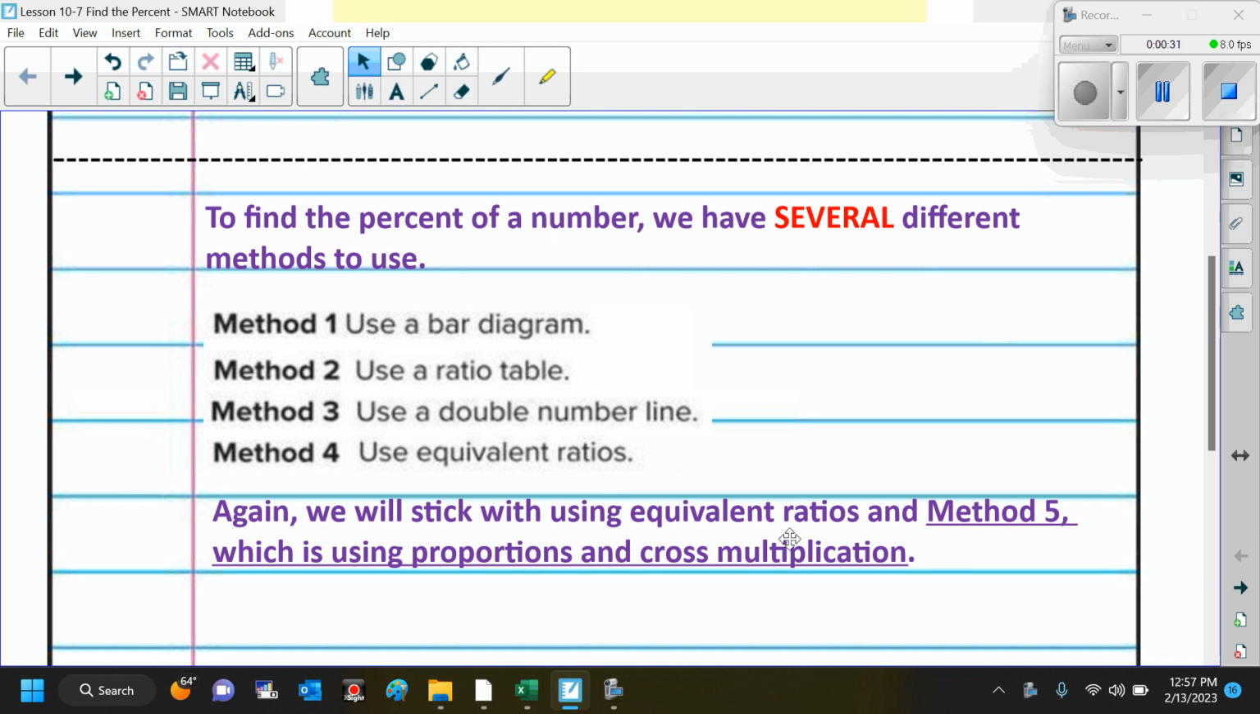The ones that we're going to stick to, I know I said we're going to stick to method 5, but method 4 and method 5 are the most efficient, I think. So we're going to use the equivalent ratios and we're going to use cross multiplication with proportions.